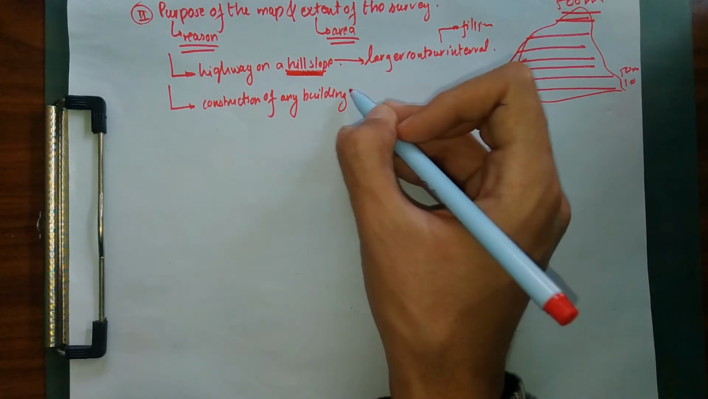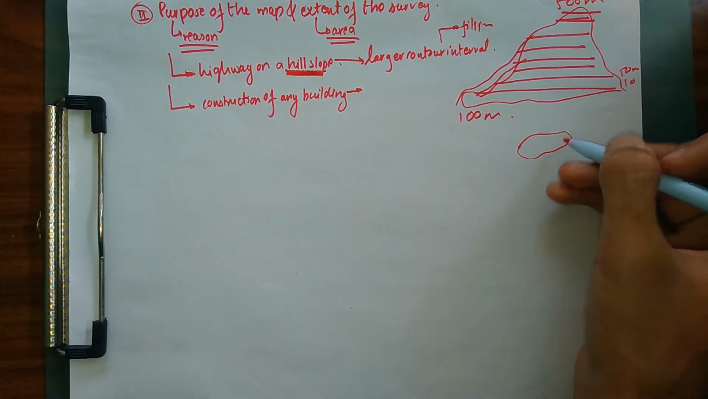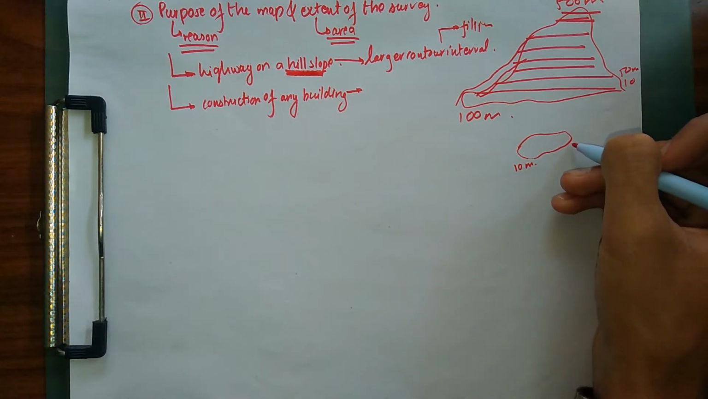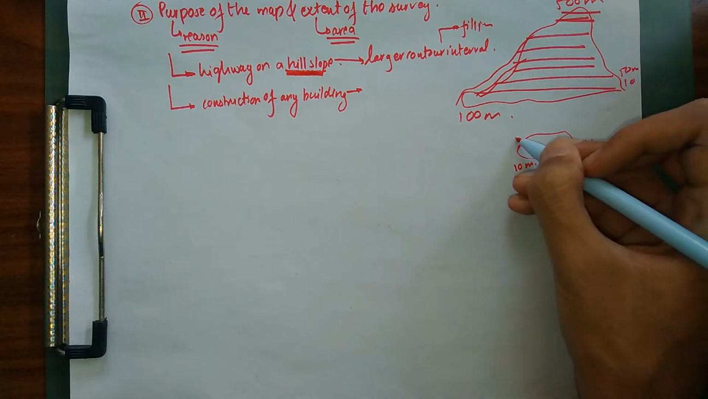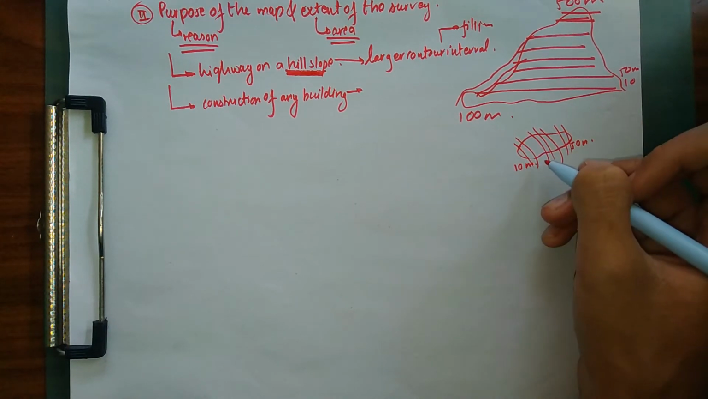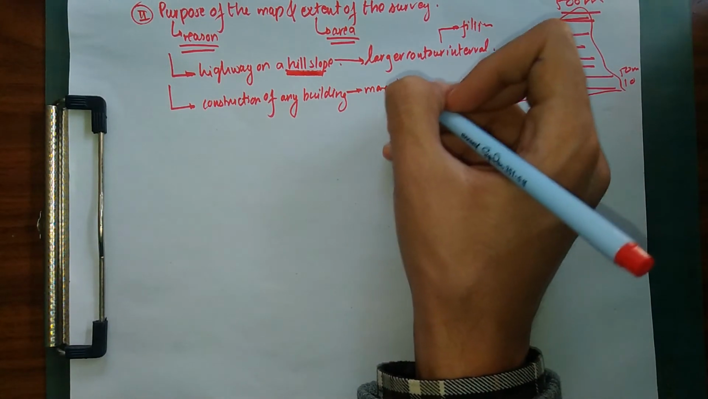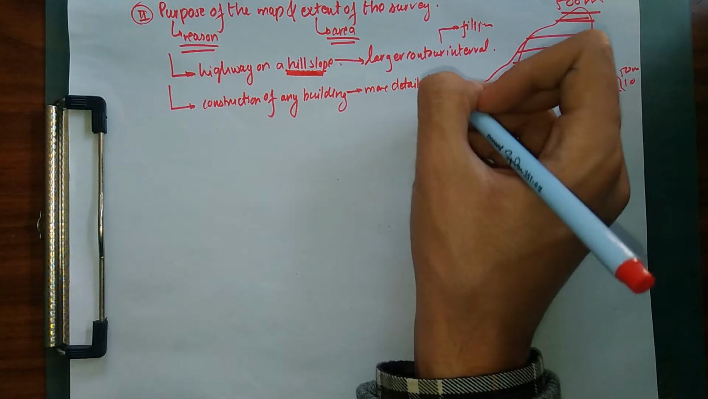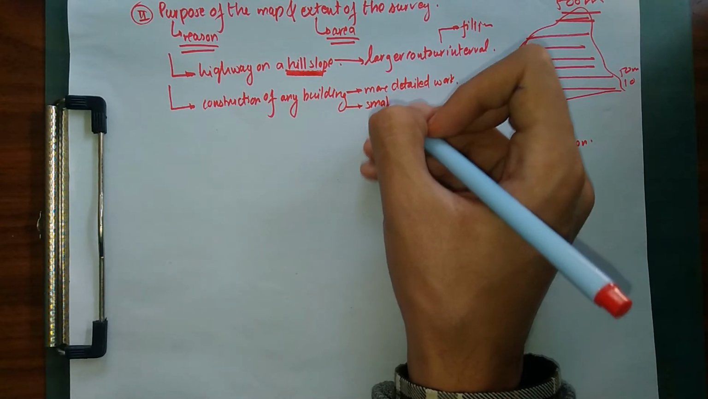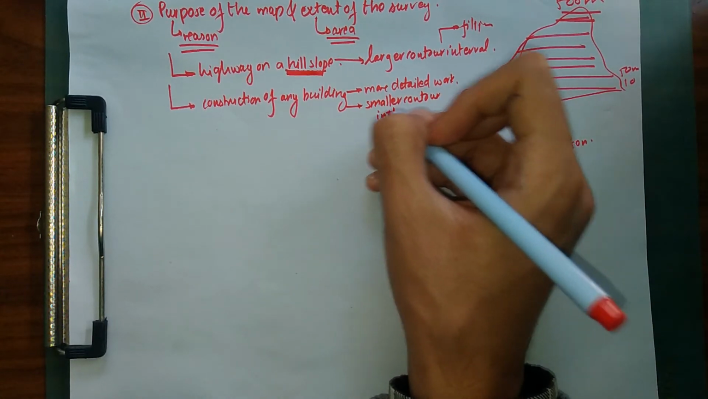Similarly, if we were to construct a building, we have a certain area. While we are constructing a building, we are going to have a small area. It's going to be like 10 meters, this might be just about 50 meters. So in this case we need a complete idea of our area, so we need more detailed work. So in this case we're going to be using a smaller contour interval.